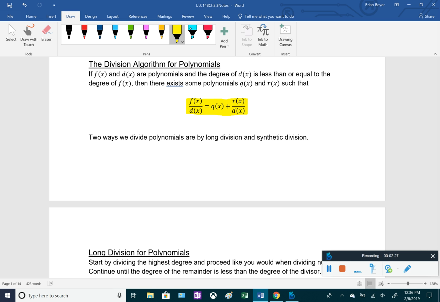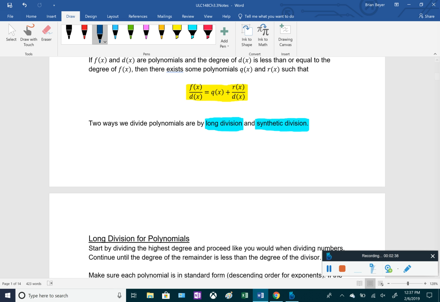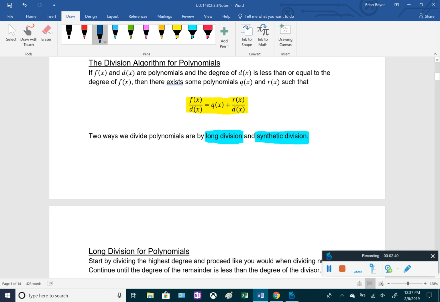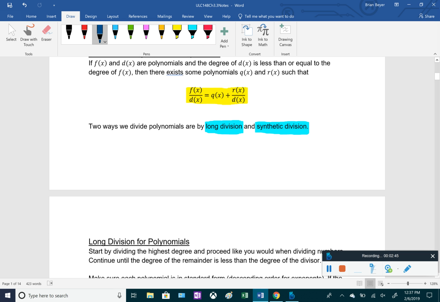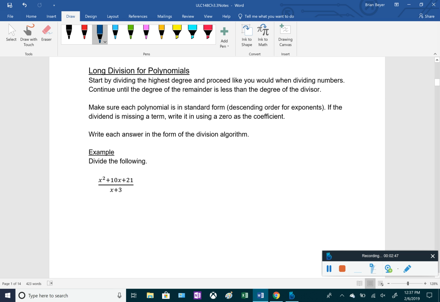So the two ways that we're going to be dividing polynomials are long division and synthetic division. We're going to start with long division first. The long division way is essentially the same way we just did it with 37 divided by 5. For long division, we're going to start by dividing the highest degrees of the polynomials and proceed just like we did with dividing numbers.